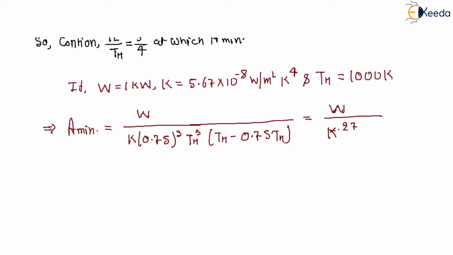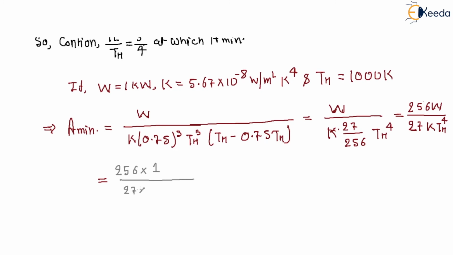If you put all this value and rearrange that, this is W divided by K into 27 by 256 TH power 4. Again rearranging, this is 256 W divided by 27 K TH power 4, right? Put all this value: 256 into 1 kilowatt divided by 27 into 5.67 cross 10 to the power minus 8 Boltzmann constant into 1000 K power 4.